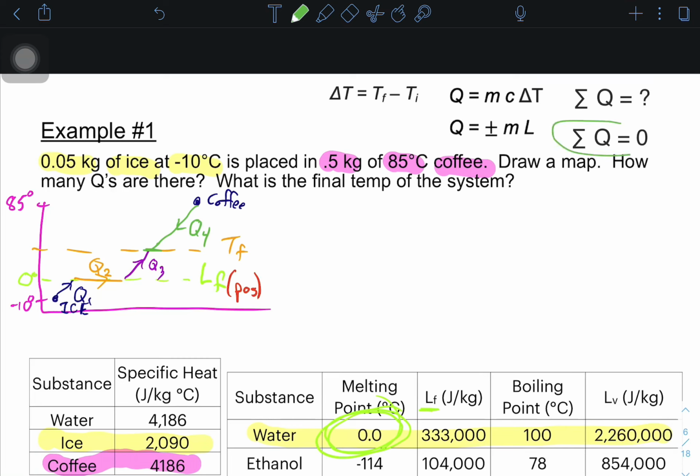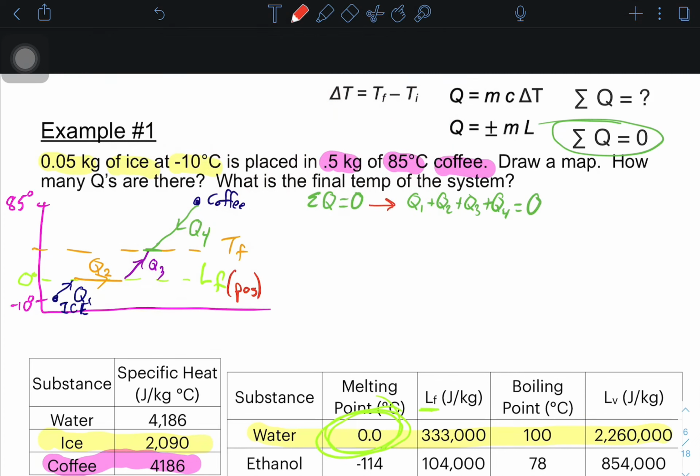We are using this equation because the sum of all my Q's is equal to 0. It's a thermal equilibrium problem. So when we start setting this problem up, we can say the sum of all my Q's is equal to 0. And the sum of all my Q's is really just Q1 plus Q2 plus Q3 plus Q4, all equal to 0. I'm just going to move that over there in terms of space.